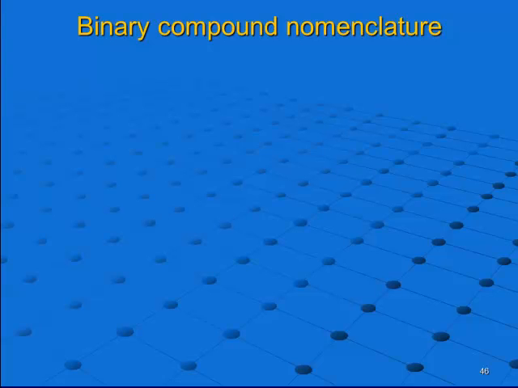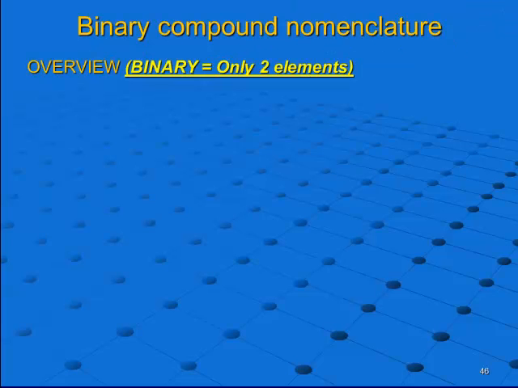Okay, so let's quickly run through binary compound nomenclature. We're going to be naming the compounds that involve only two elements. Now, not only two atoms, but two elements. So binary compounds are what we're focusing on right now, and there are three simple rules you're going to follow.